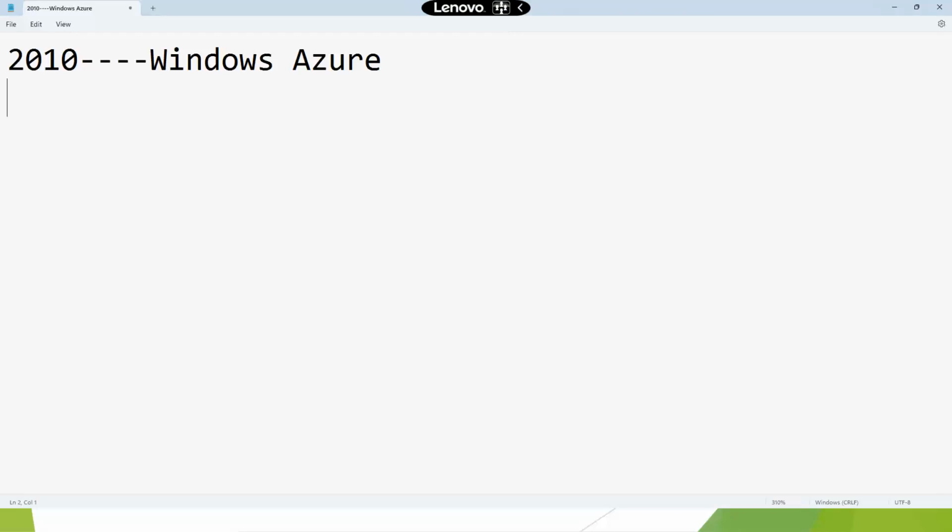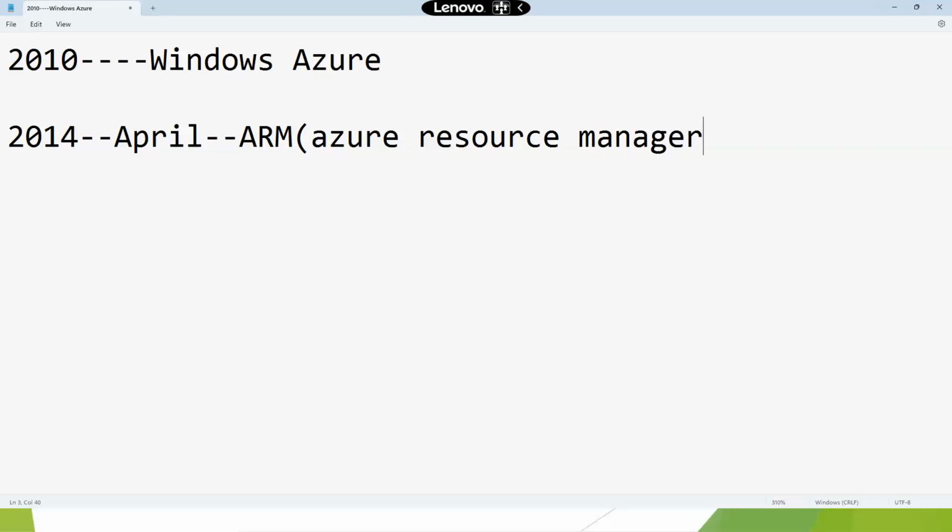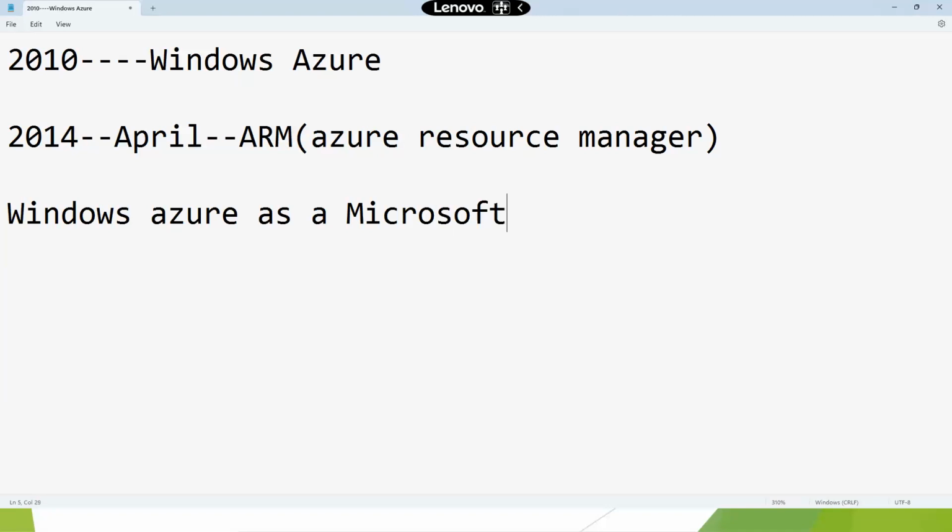Later, in April 2014, they renamed it and introduced one new deployment model called ARM, which stands for Azure Resource Manager. Then they renamed Windows Azure as Microsoft Azure. Now officially we call it Microsoft Azure.